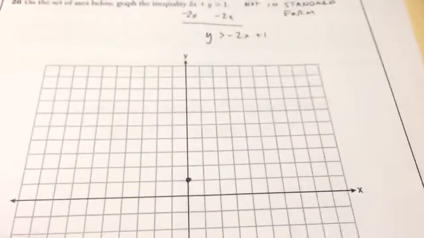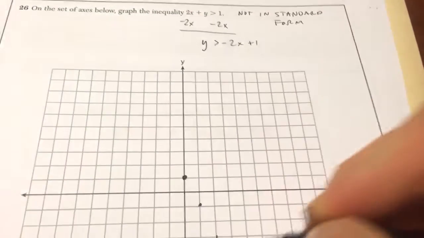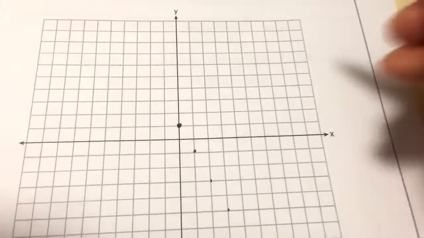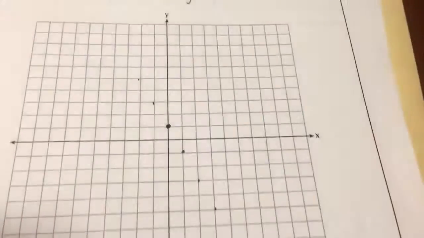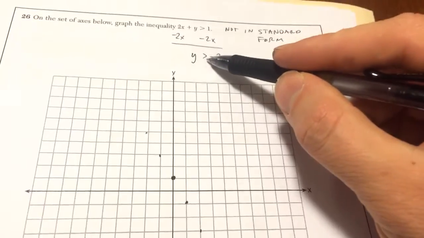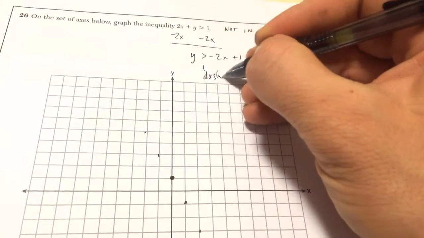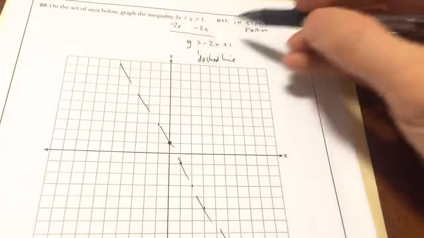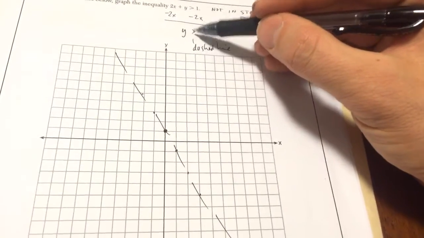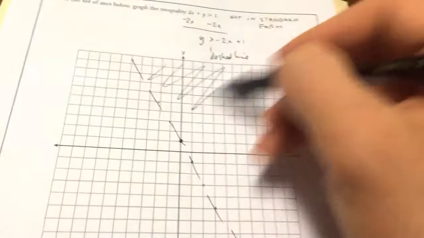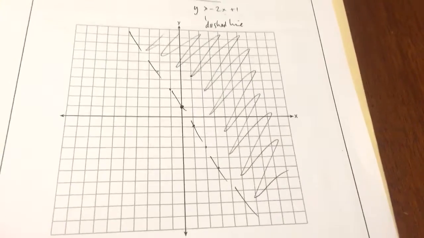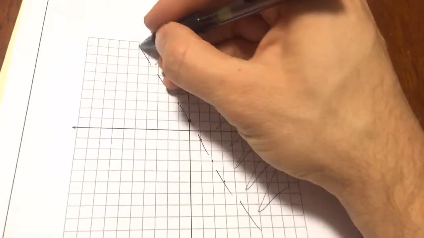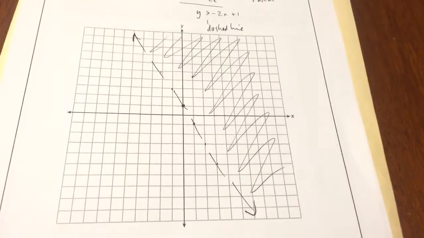Starting at positive 1, I know my slope is negative 2, so I'm going down 2 over 1, down 2 over 1, down 2 over 1. Okay, up 2 over 1, up 2 over 1 to go backwards. Because of this symbol, I know I'm going to be using a dashed line. Hopefully you use a ruler unlike me. Y is greater than, so that means I'm going to shade above this line. So the graph of this inequality would look like that. Be sure to put your arrows at the ends of your line.